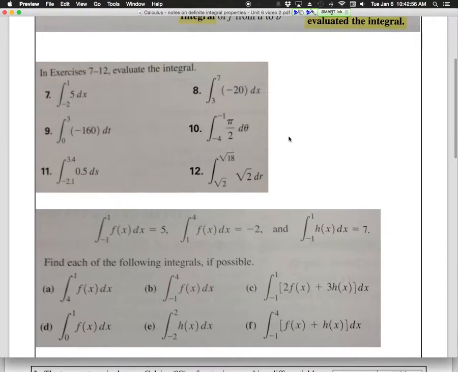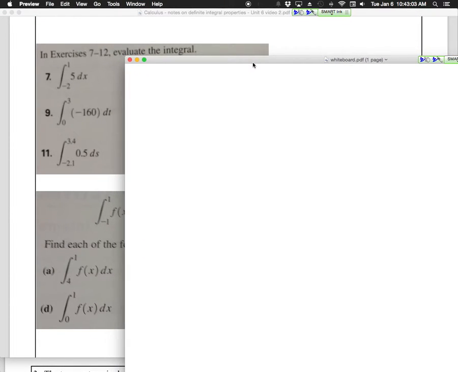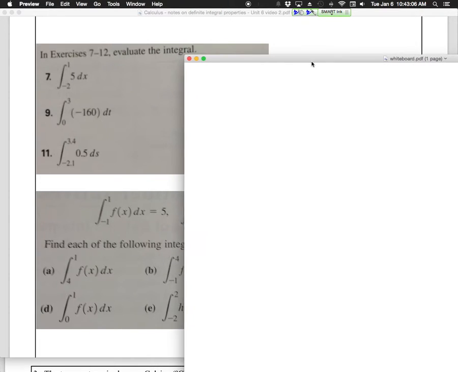We're going to do 7, 9, and 11 to get started before we get into the properties, because we should be able to do 7, 9, and 11 from what we learned yesterday. What were the two most important things we learned yesterday? A definite integral represents two things: change in the function above, and area underneath the curve. Those are the two things the definite integral represents.